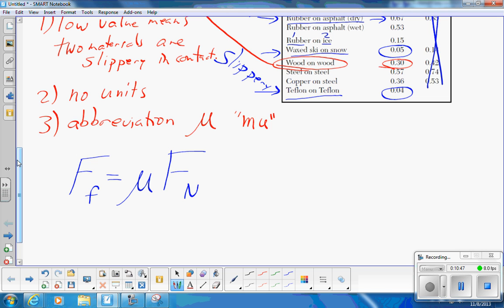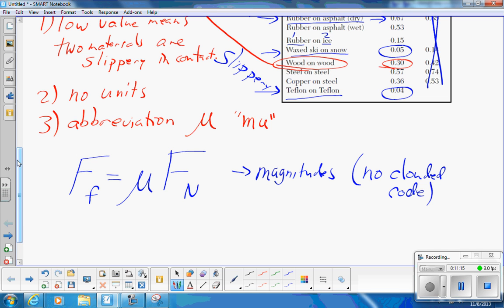First of all, as with many of the formulas we've been doing with forces, we're only going to be putting in magnitudes of values, which means no vector signs when we use this formula. So that's one thing. You're only going to be putting numbers and units in there. Of course, no units for mu.